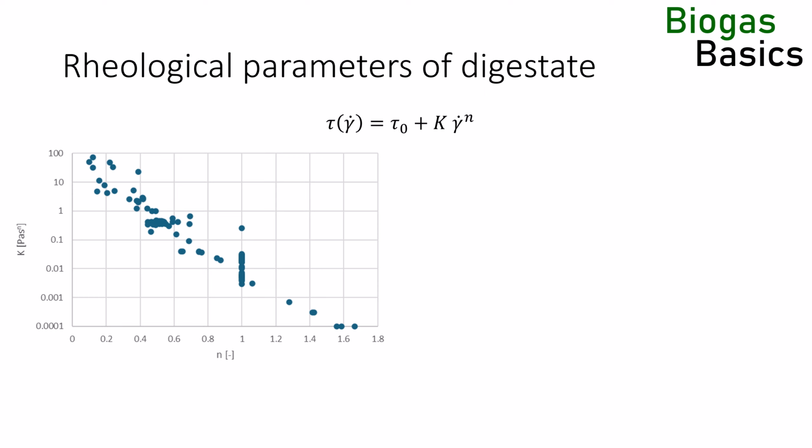Note that some data points are at n larger than 1. These are digestates that show a shear thickening behavior. Generally, the further left a data point is, the higher its viscosity, so shear thickening behavior is only observed in very thin samples.